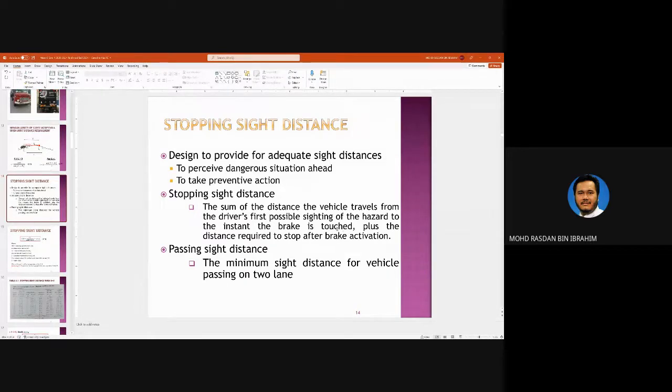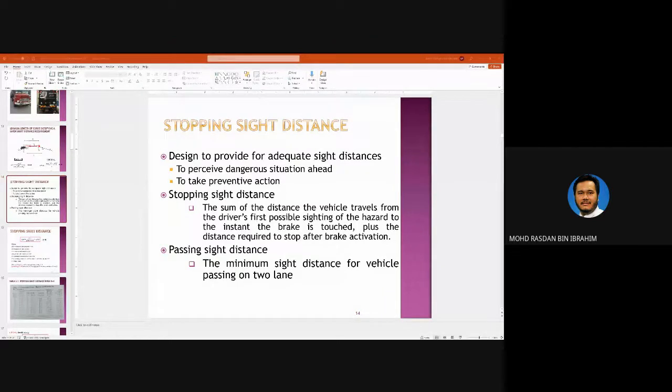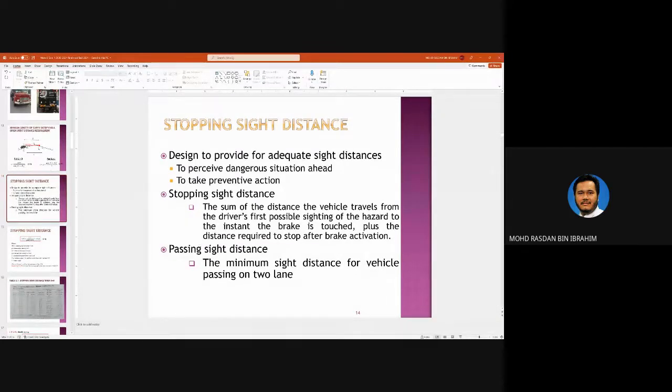So you may ask, maybe different vehicles will have different braking distances. The formulas that they have given have taken into account all those factors, especially the reaction time, from the driver's first possible sighting to the instant the brake is touched. That is highly dependent on your physical capability, and that is reflected by your age. The older you get, the slower your reaction time will be. I think the reaction time they have used for this is maybe how much?